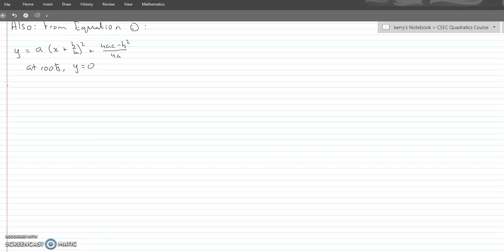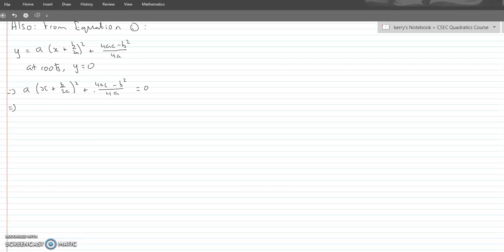Y is equal to 0. So if y is 0, it means this whole side becomes equal to 0. So a into x plus b over 2a squared plus 4ac minus b squared all over 4a is equal to 0. Now, let's just do something here.